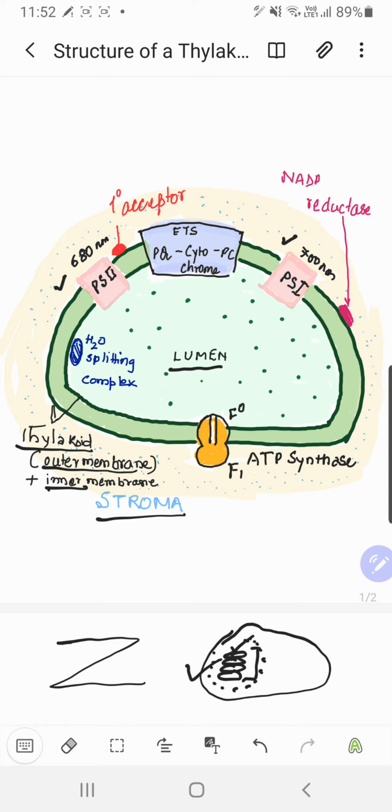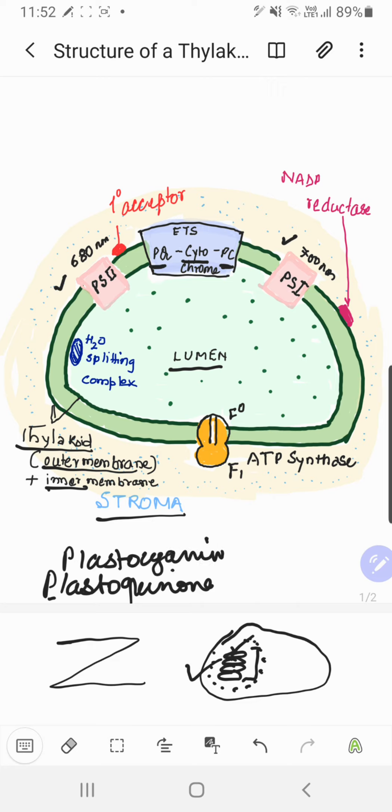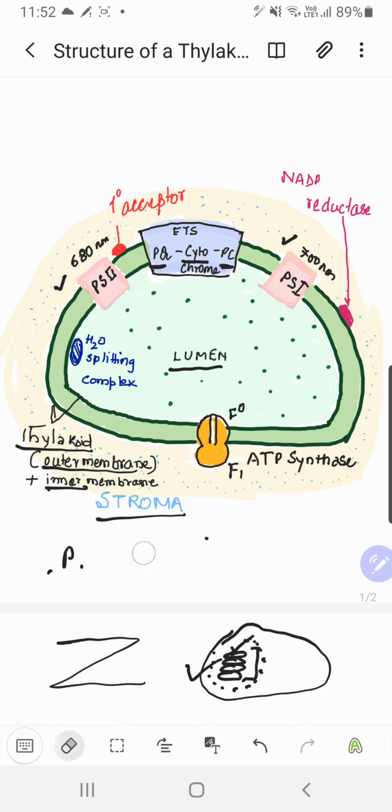Between these two photosystems, the electron transport system, ETS, is present, where it starts with plastoquinone. PQ is plastoquinone, then followed by the cytochrome complex, and then plastocyanin. PC is plastocyanin, right? This is the spelling: plastoquinone, plastocyanin, right? And in the center is cytochrome, right?